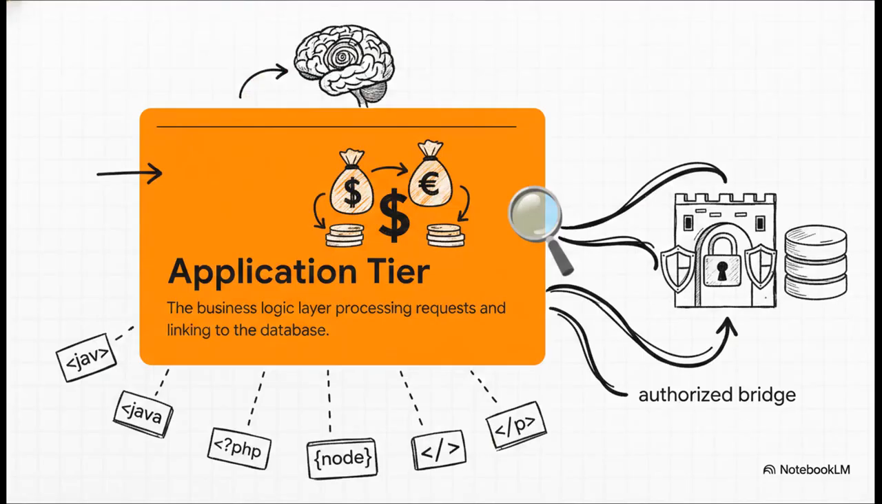If the presentation tier is the face, well, the application tier is the brain. Built with back-end technologies like Java, Python, PHP, or Node.js, this is where your core business rules actually live and breathe. This layer is the thing deciding whether a user actually has sufficient funds to make a transfer. It processes the payments, and crucially, it acts as the single, heavily guarded bridge to your sensitive databases.